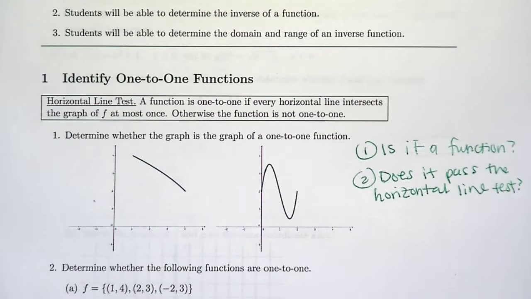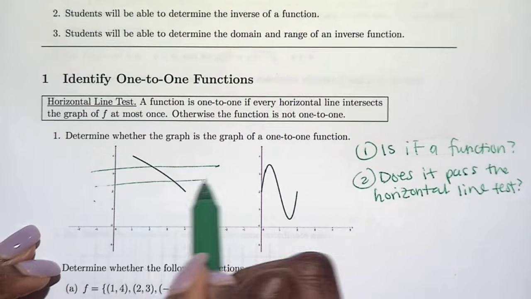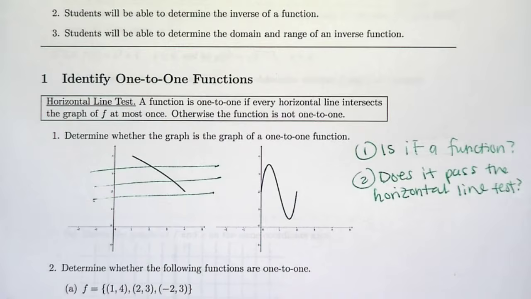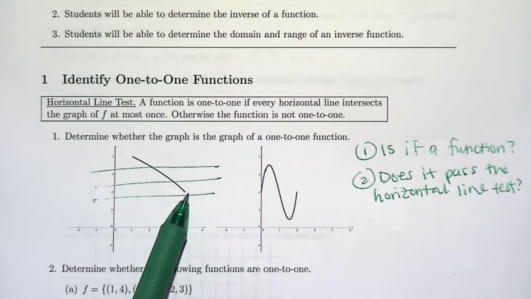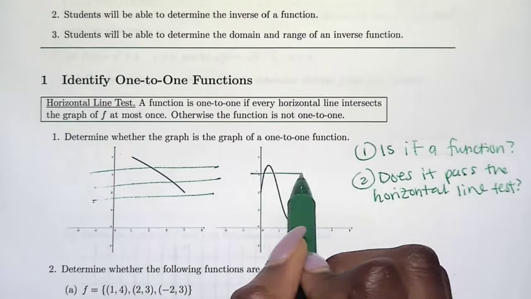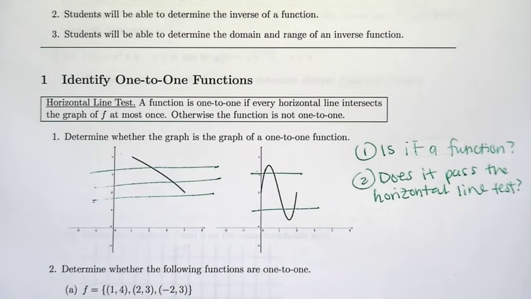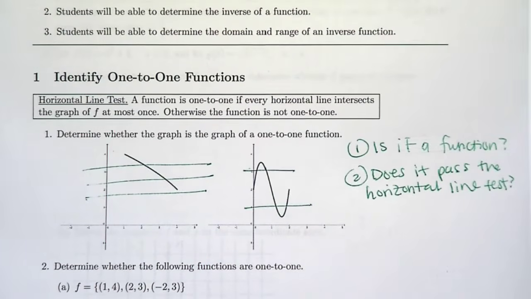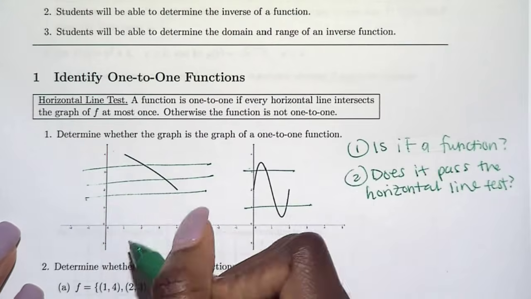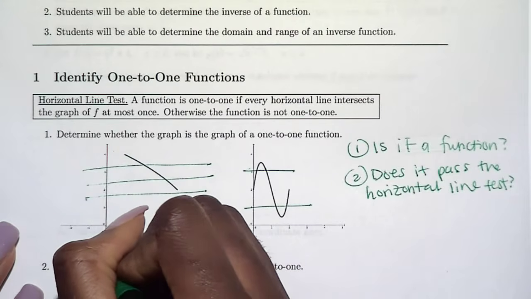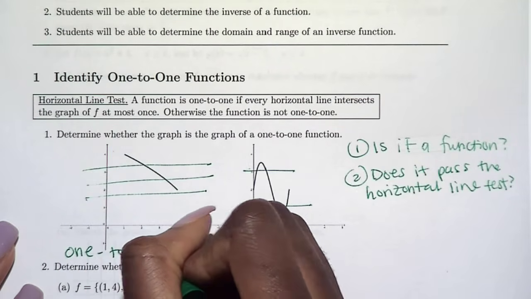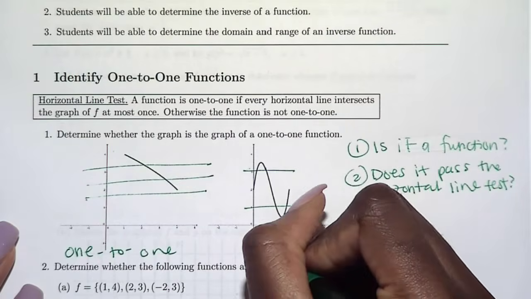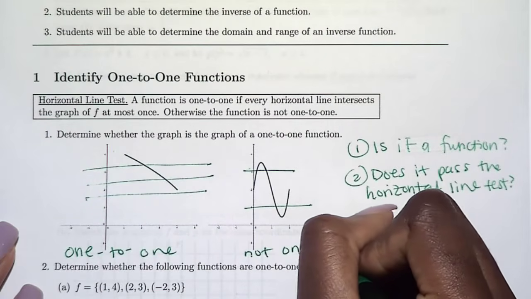Okay, so let's look at the first graph. It doesn't matter where I draw a horizontal line. It touches our graph only at one point. However, in the second one, drawing horizontal lines, in some places it's going to touch my graph more than once. So we say that this first graph is one-to-one, and the second one is not one-to-one.